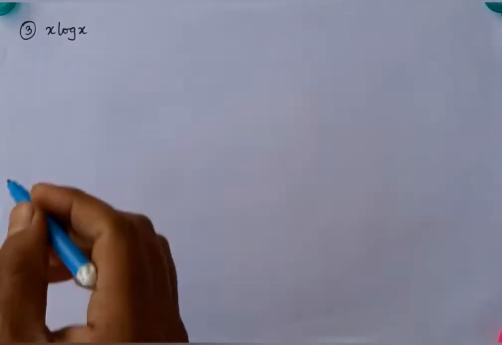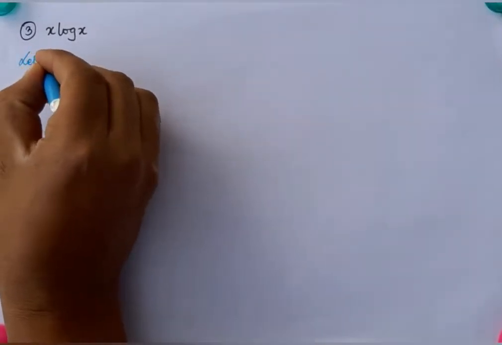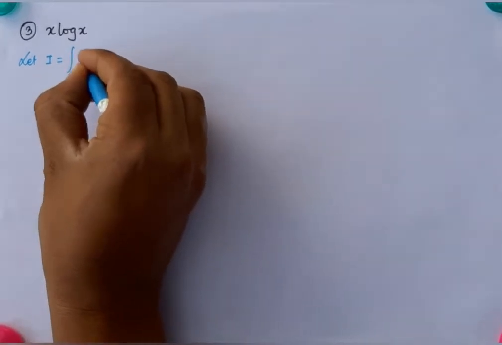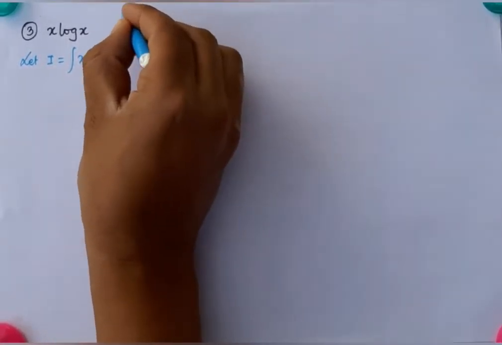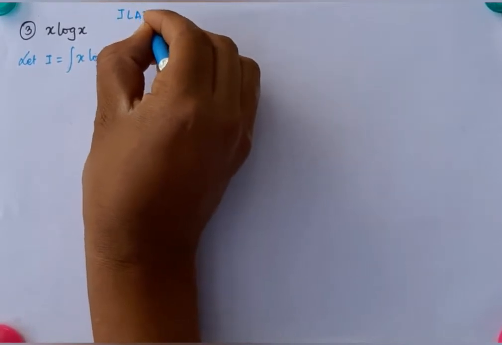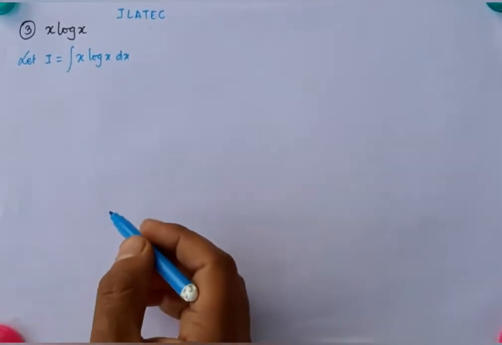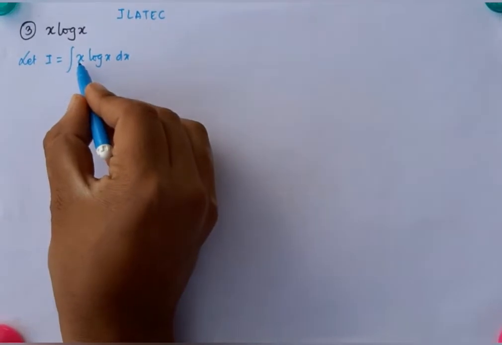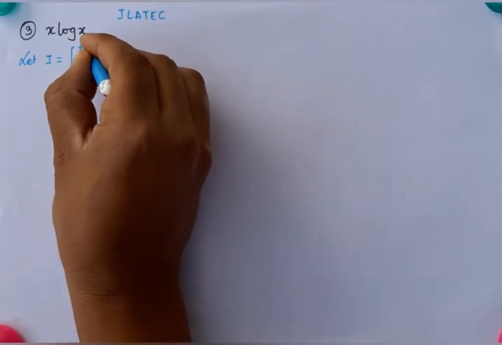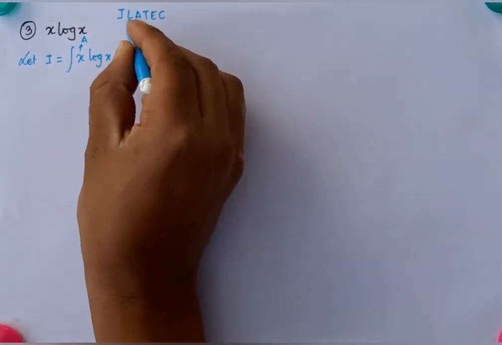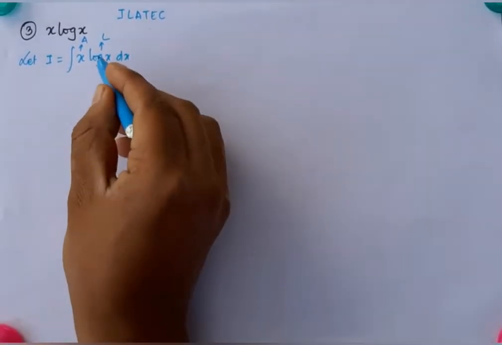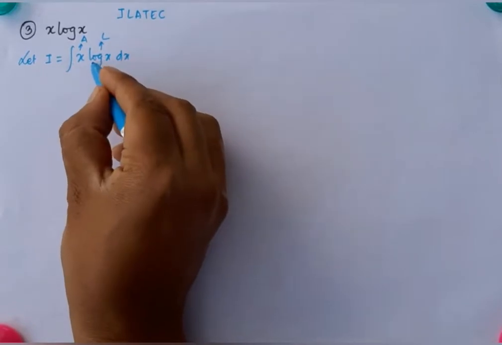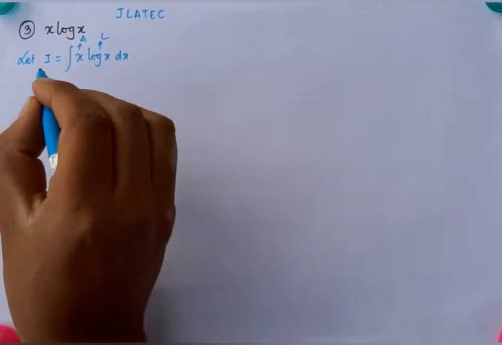Now let me take this question. So let I is integral of x log x dx. So again let me write this here. Okay, so this x is my function A, right? And log belongs to logarithmic function, that is L. Now which one is coming first? L is coming first, isn't it? So log x is my f1 x.